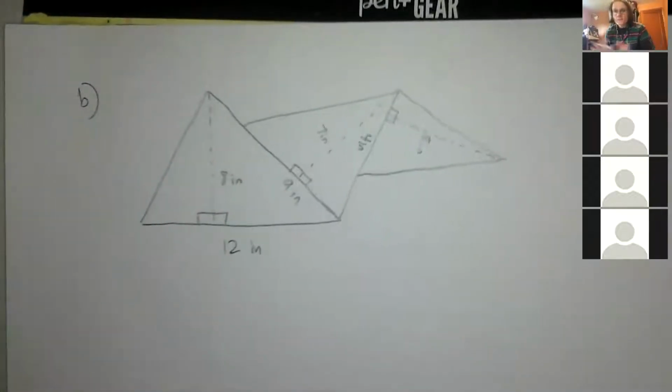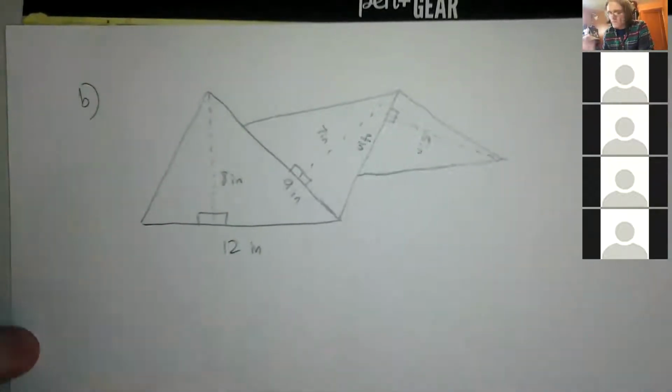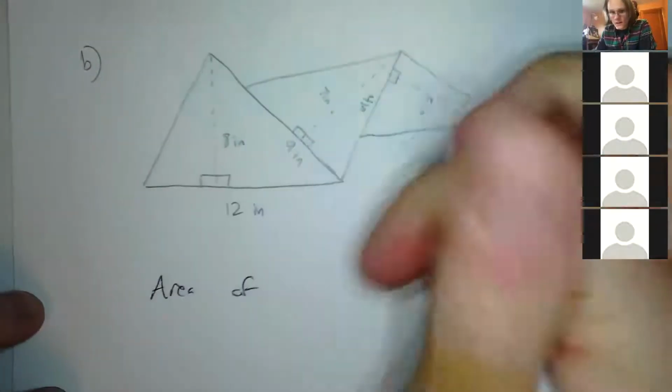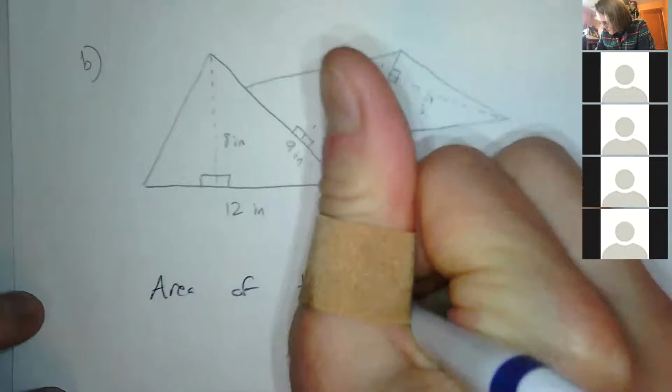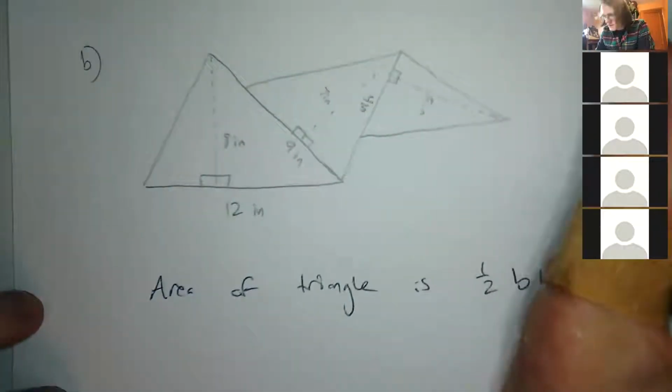Just consider them to be separate, kind of like the example we did on Tuesday, except this one's already broken into pieces for us. So remember, the area of a triangle is just 1/2 base times height. So area of triangle is 1/2 base times height.